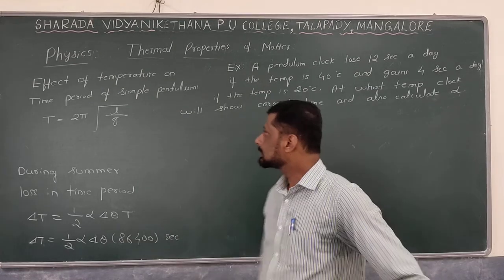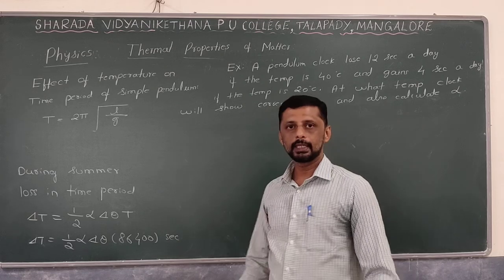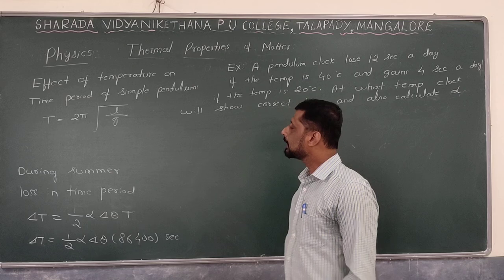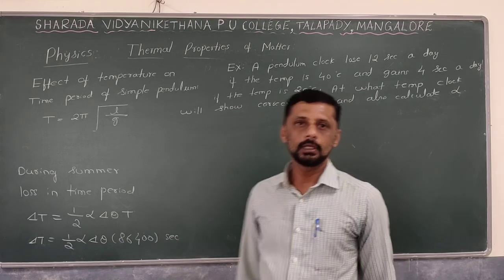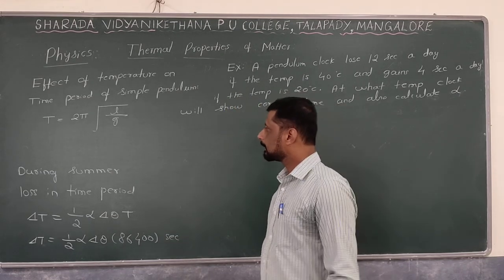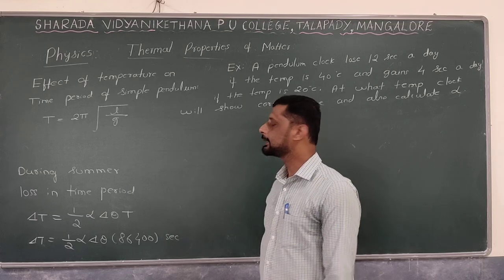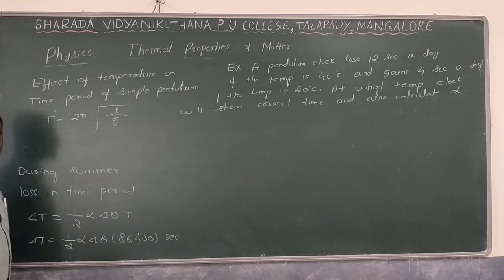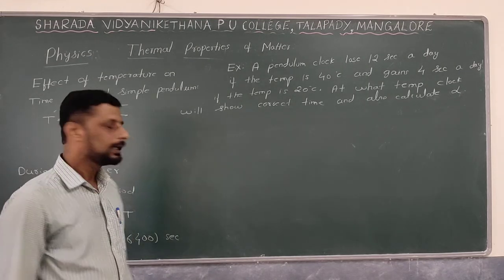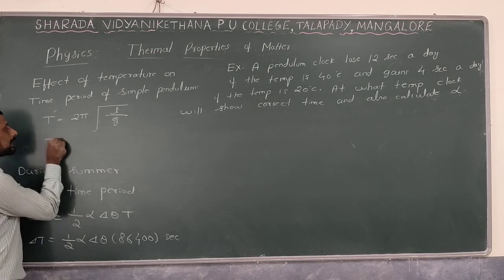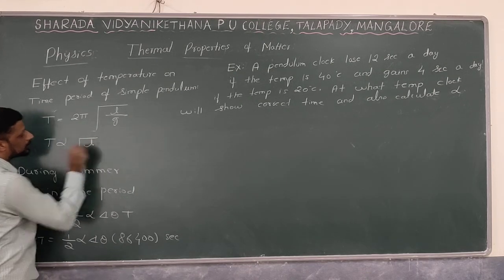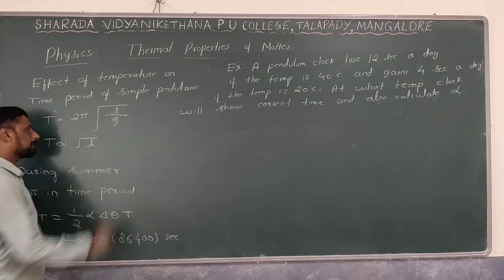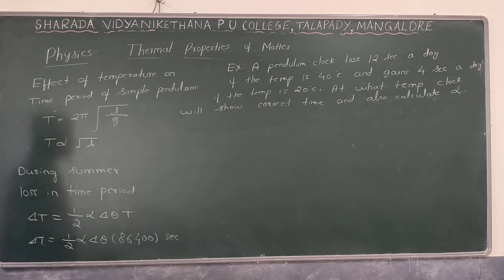Okay students, next are a few important applications of expansion in case of solids. The first one is the effect of temperature on the time period of a simple pendulum. You know the formula for the time period of a simple pendulum: T is equal to 2 pi into root of L divided by g. Time period means the time taken to complete one oscillation. The time period is directly proportional to the square root of the length of the pendulum. If the length increases, then the time period also increases.